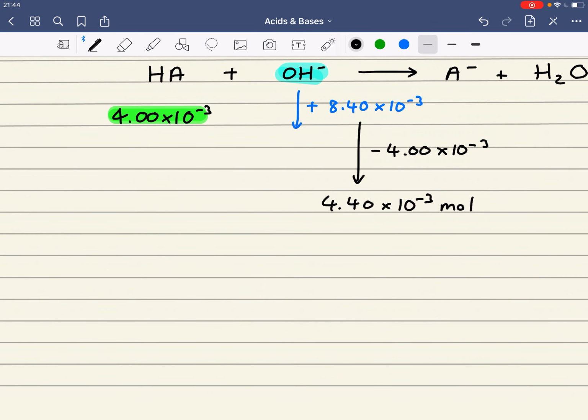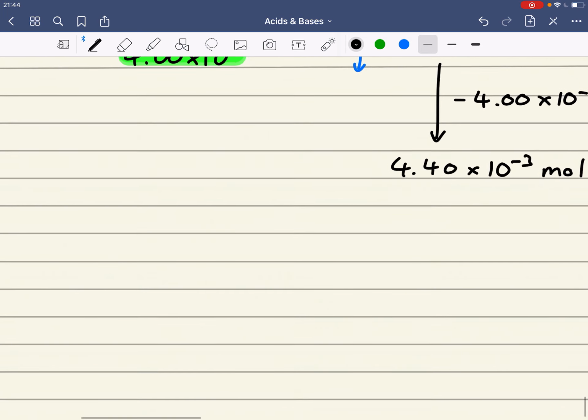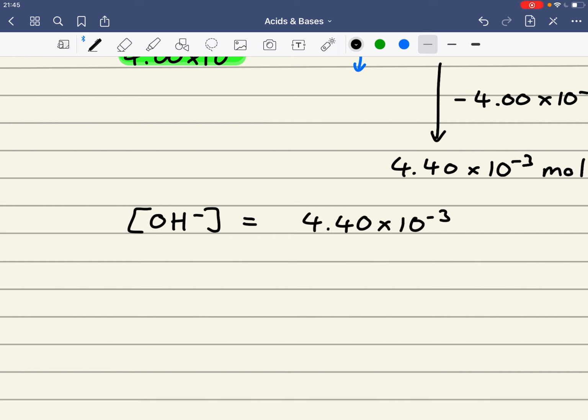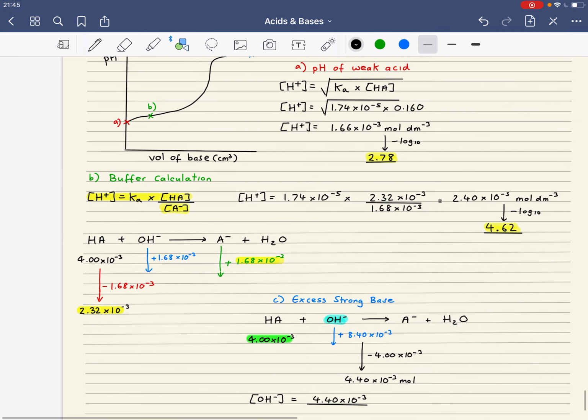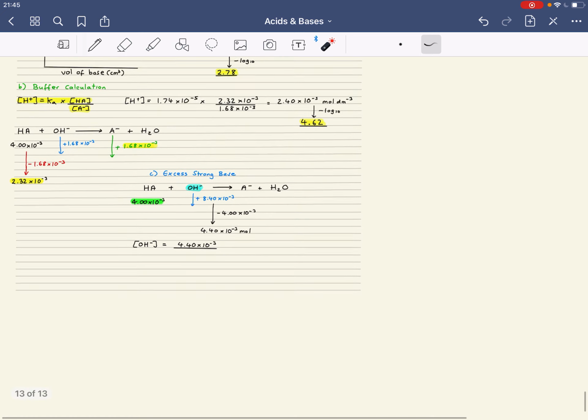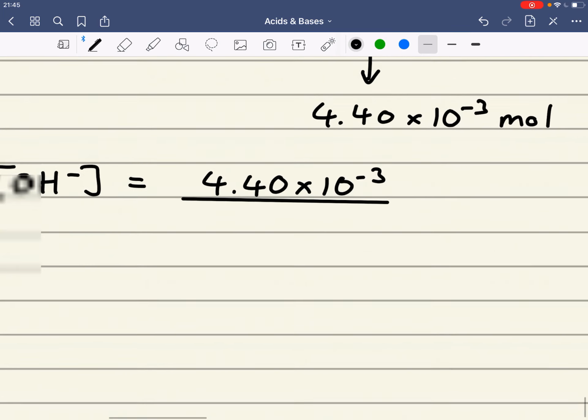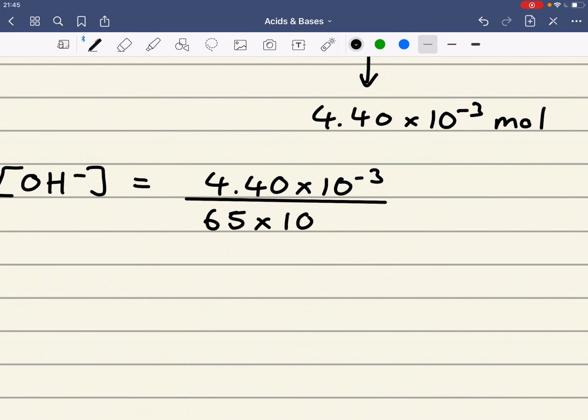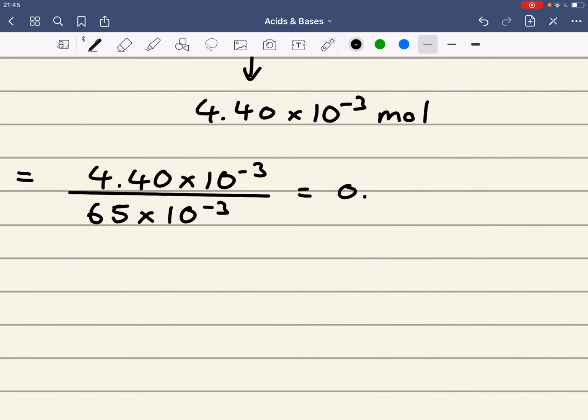What you do then is you do a calculation. This is very similar to the calculation that we looked at when we were mixing strong acids and strong bases. We had an excess of strong base. We've got to work out the concentration of hydroxide ions, and that is the moles, which is 4.4 times 10 to the minus 3, divided by the volume, which is 40 plus 25, which is then 65 times 10 to the minus 3. And that gives you a concentration of 0.0678 moles per decimetre cubed.